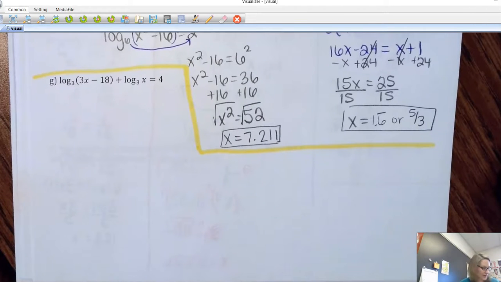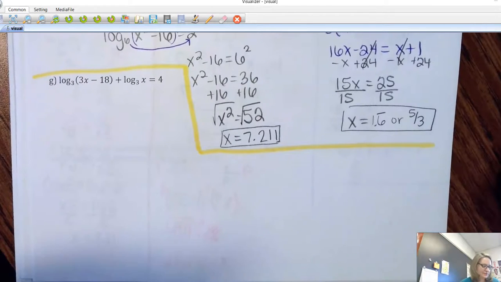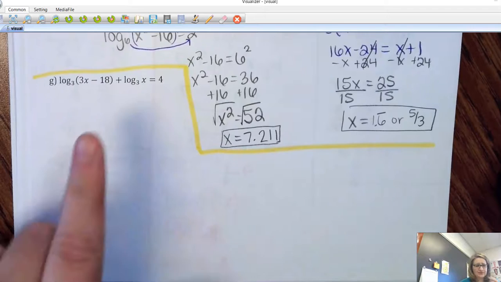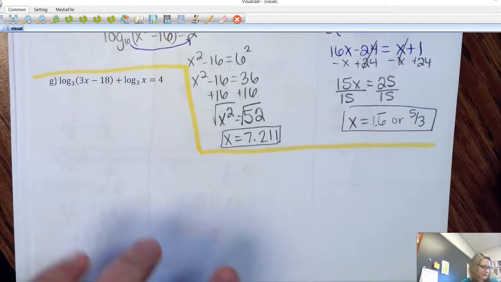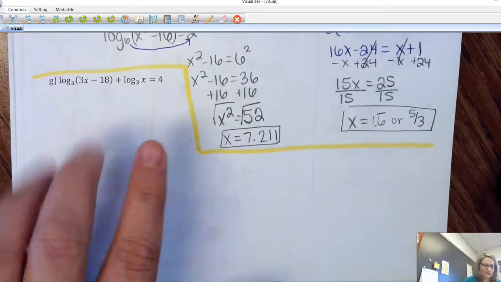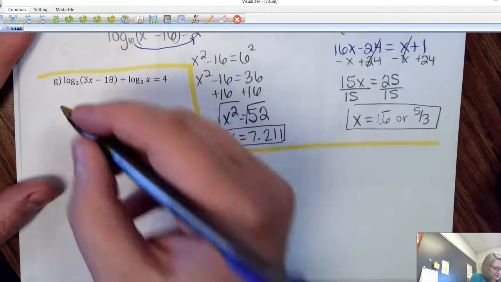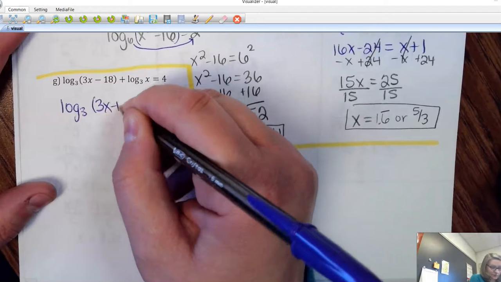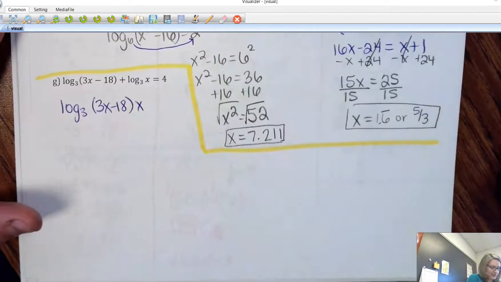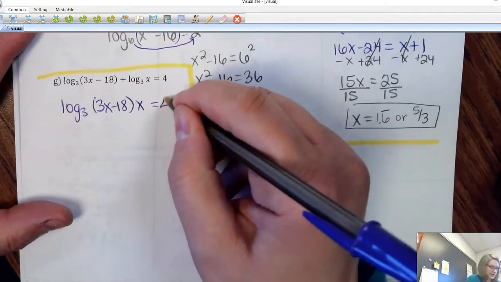Okay, and I have one last problem here. I've got 2 logs on the same side, and to get that as a single logarithm, let's just try and put those together with our properties. They're both base 3. Addition is going to squish together as multiplication, so I'm going to do log base 3, and I'd have 3x minus 18. We're going to multiply that by x, and then that's just equal to the 4 on the other side.